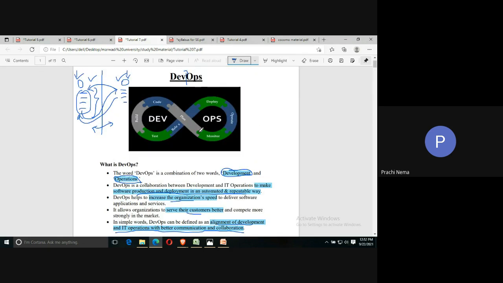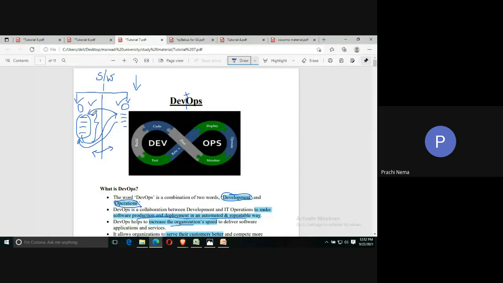Why automated and repeatable? Because if all the phases of the life cycle are going on continuously in parallel, then we can repeat or reuse the same phase or the same function again and again, and that will increase the speed of working and the speed of delivery also.